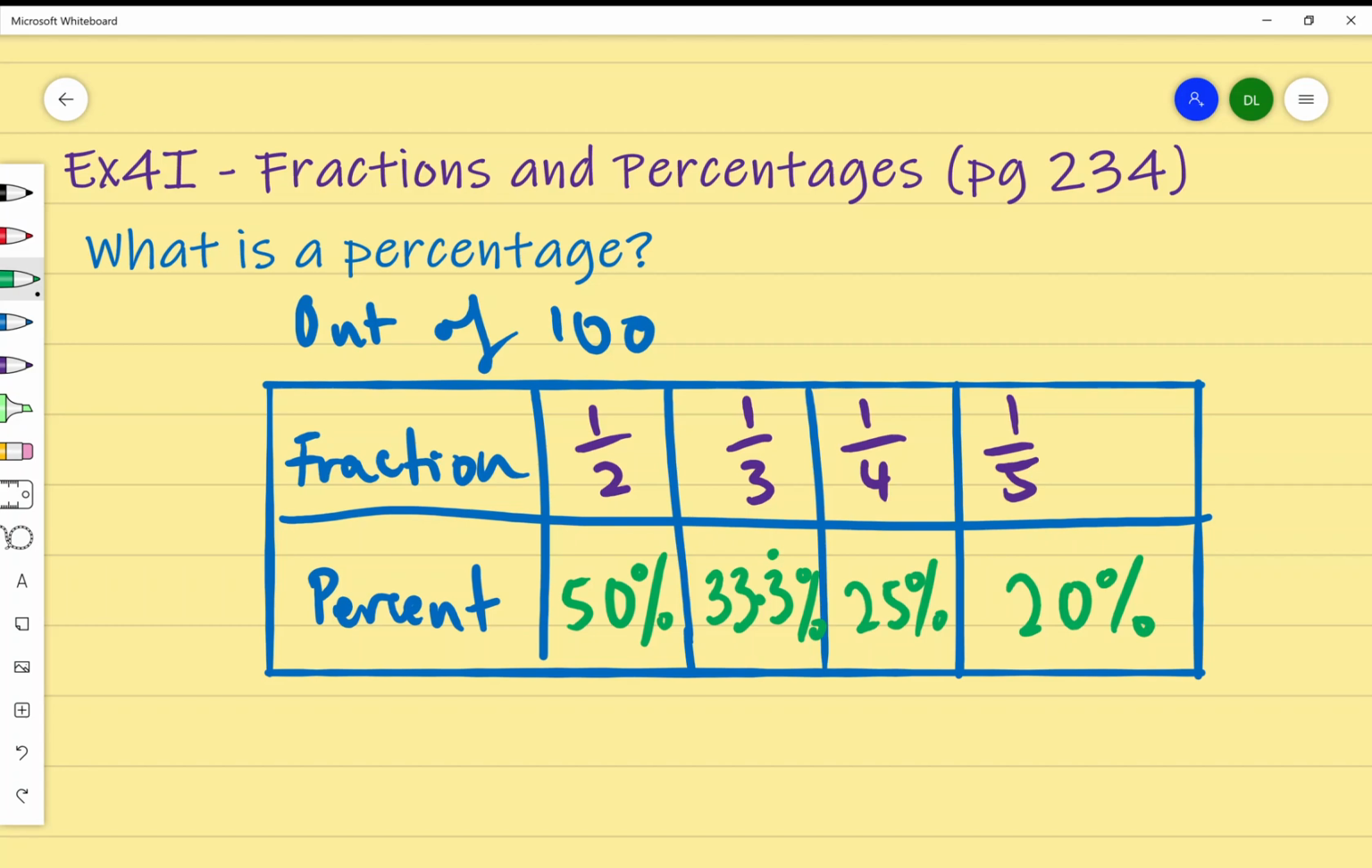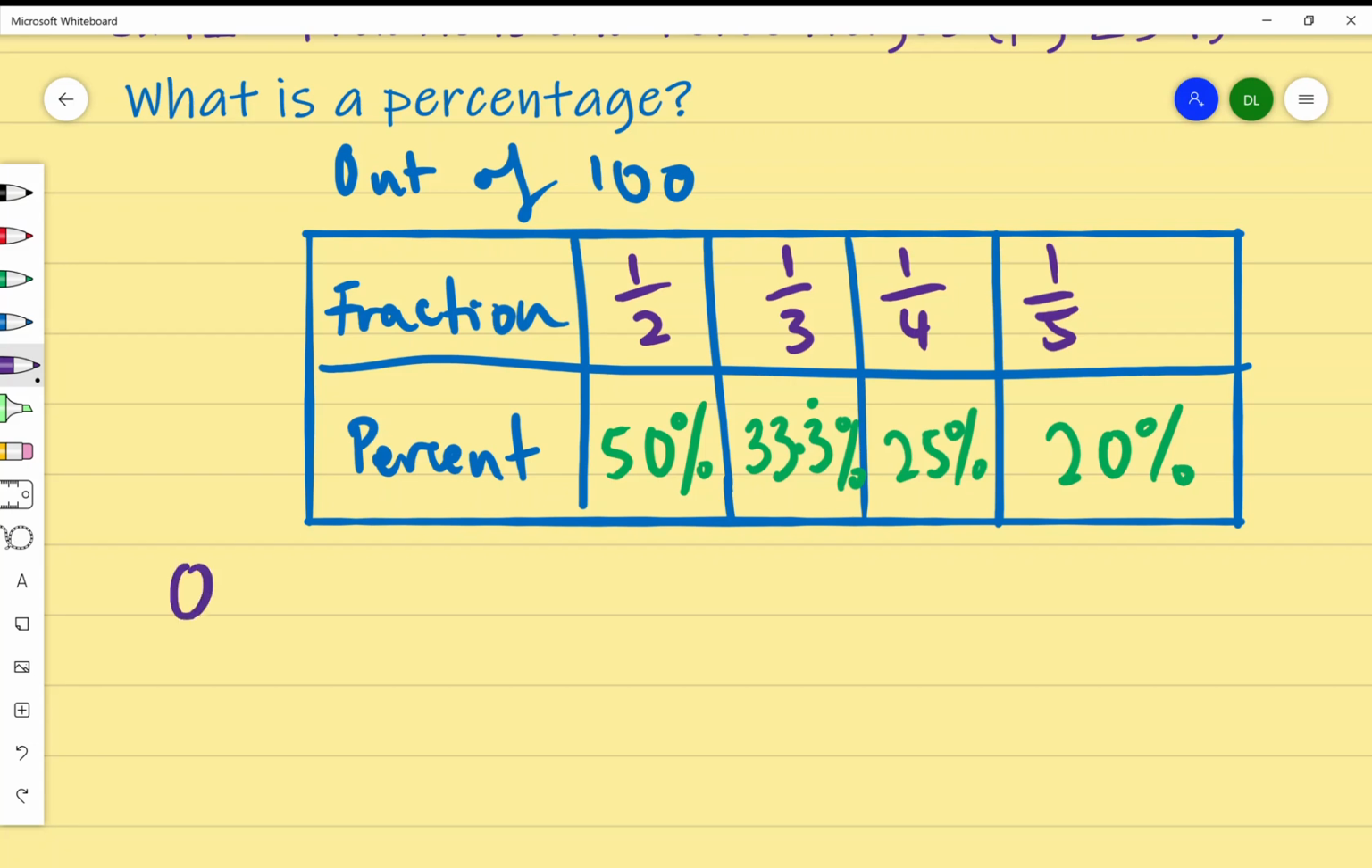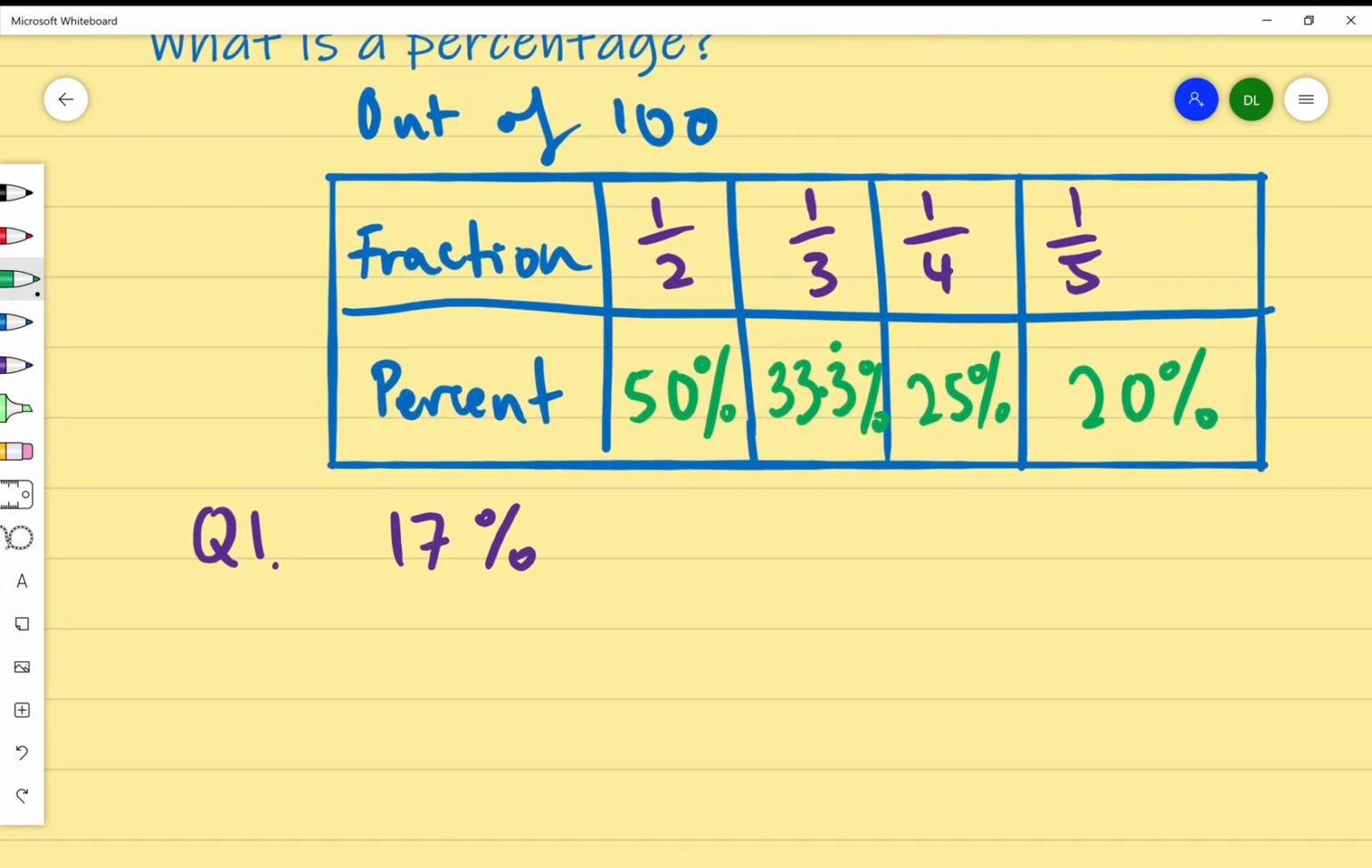Okay, I'm going to go through an example, and I want you guys to copy this down as well. So, question 1. I want you to convert 17% into a fraction. So, Xavier, what does percentage mean? A fraction out of 100. Thank you very much. Fraction out of 100. So all I need to do is I write 17 out of 100.